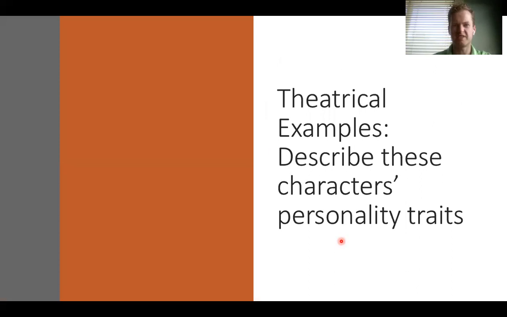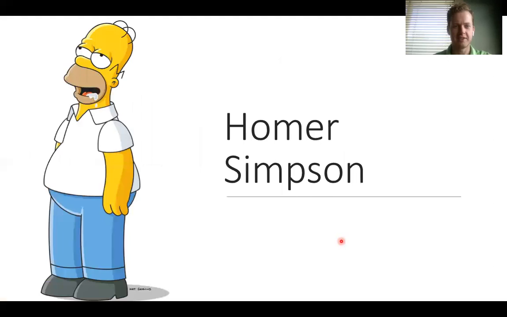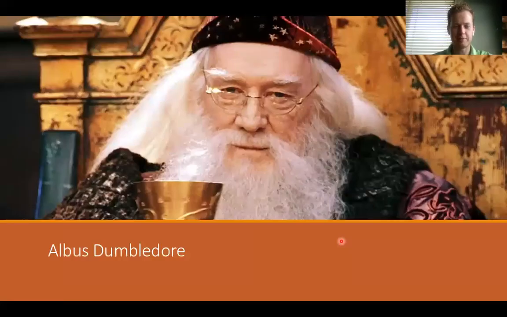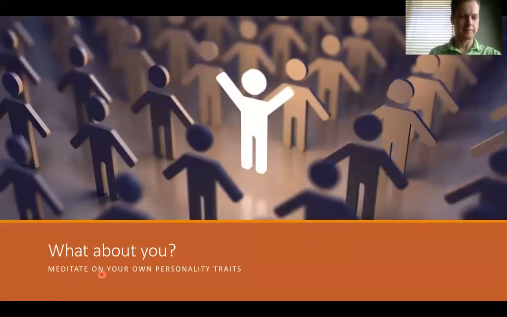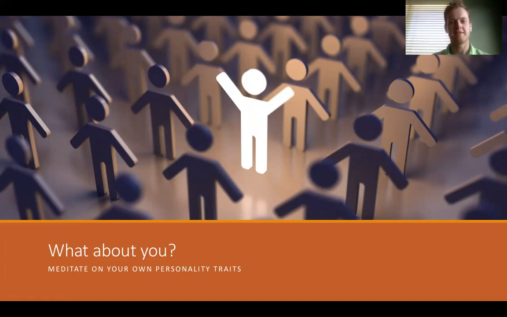And I was going to go through some theatrical examples. I'm just going to go through them, we won't discuss these right now: Michael Scott, Homer Simpson, Albus Dumbledore. You can kind of think what their personality traits might be like. But what I really want you to think about is what your personality traits are. In this model, the Cybernetic Big Five model, and just on your own with time, you could meditate on your own personality traits. And we'll stop there.